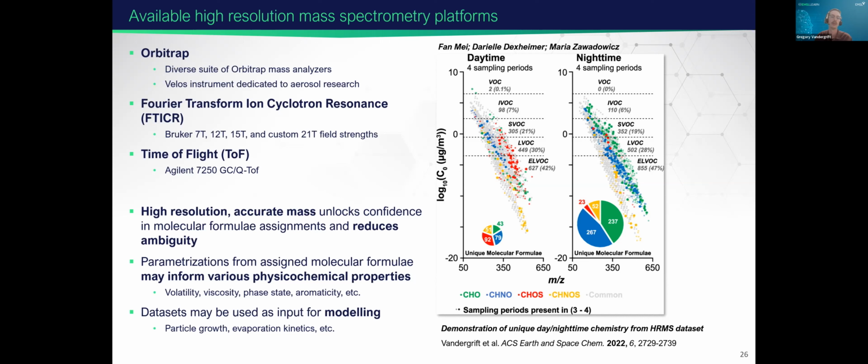And as an example of this on the right-hand side, this data set was generated in collaboration with Fan May, Dariel Dexheimer, and Maria Zawatowicz. We have on the left-hand side a volatility distribution of identified molecular formulae in a daytime aerosol sample compared to the constituent organic molecular formulae from a nighttime sample on the right. And what this allowed us to see is in blue, we have a lot more nitrogen containing functional groups in the nighttime compared to the day, which gives us some insight into the kinds of unique chemistries that are happening between these two different periods. So this again is an example of what we can do with parametrizations of our mass spectrometry output.